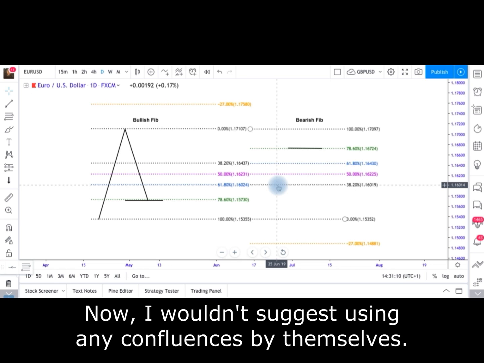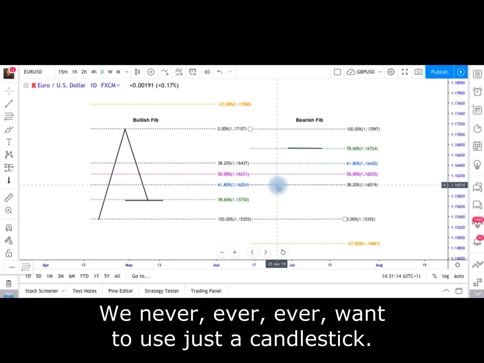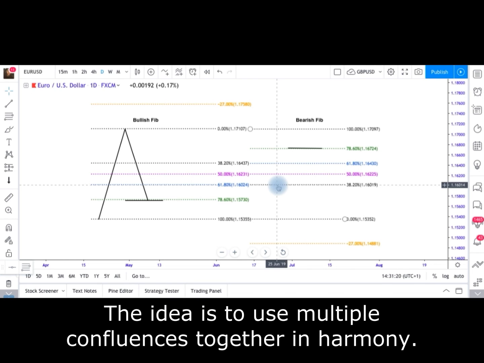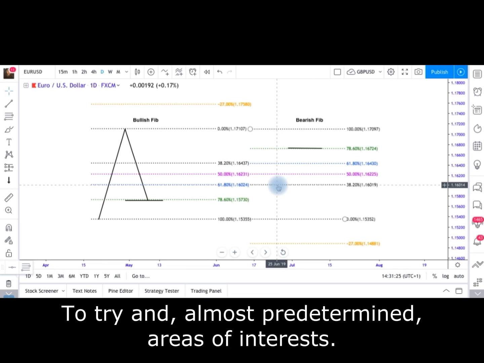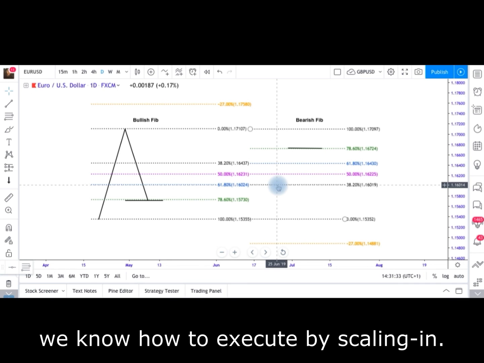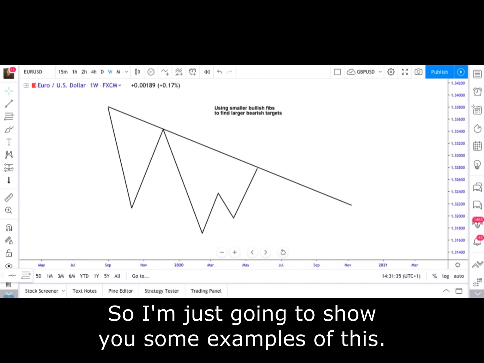Now, I wouldn't suggest using any confidences by themselves. We never, ever want to use just a candlestick, just a fib ratio, just the touch of a trend line. The idea is to use multiple confidences together in harmony to try and almost predetermine areas of interest, so that way when we get to those areas of interest, we know how to execute by scaling in. So I'm just going to show you some examples of this.